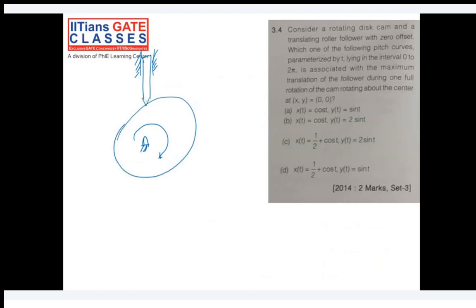Okay, fine. So now, which of the following pitch curves parameterized by t lying in the interval 0 to 2 pi, which means in a complete rotation of this cam, is associated with the maximum translation of the follower? They have given different motions A, B, C, and D. Out of these motions, it can be simple harmonic, it can be anything. They have given different values of x and y, and you're supposed to check in which case you will get maximum translation of the follower during full rotation. So this follower will translate maximum in which of these four cases? I hope you understood.